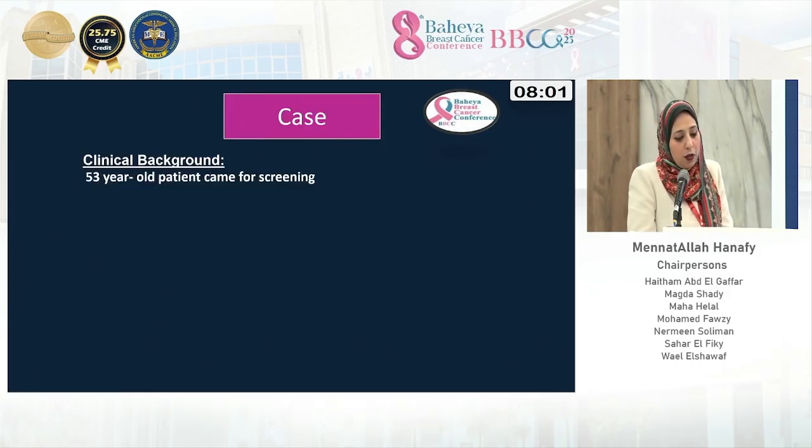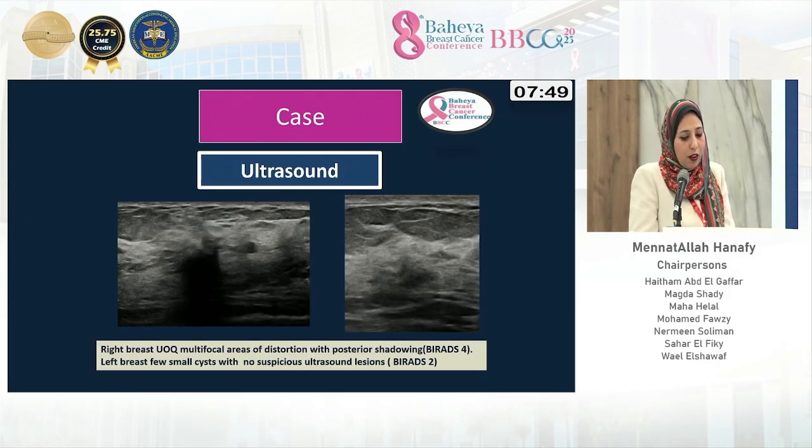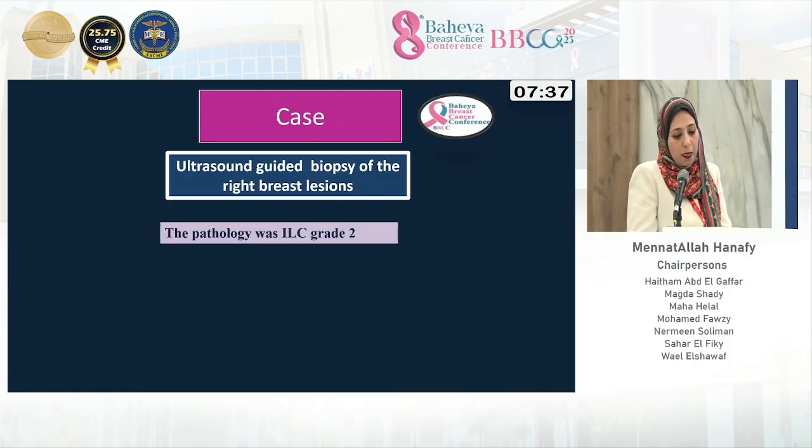A 53-year-old patient came for screening. Her mammography showed right breast upper outer quadrant architectural distortion given BI-RADS 4 with no definite left breast suspicious lesion at first. Her ultrasound showed right breast upper outer quadrant multifocal area of distortion with posterior shadowing, while the left breast showed few small cysts with no definite suspicious ultrasound findings.